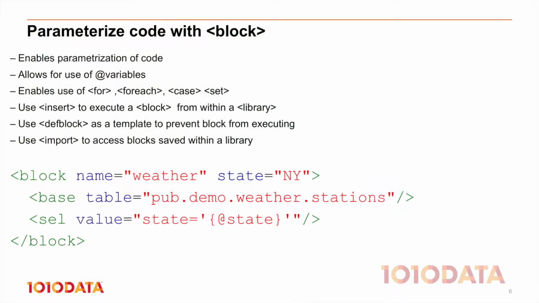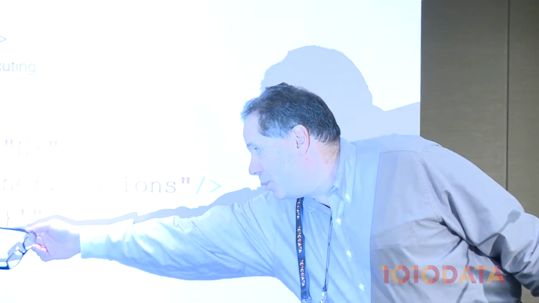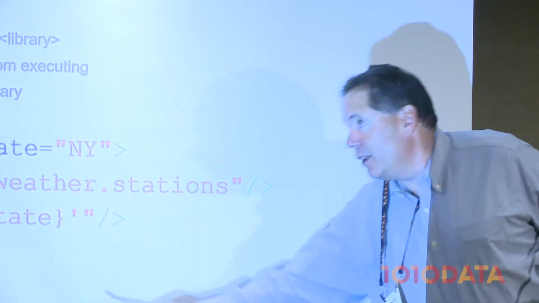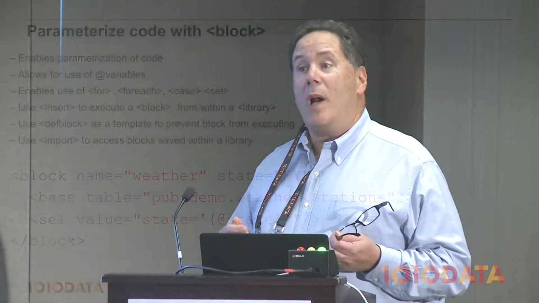So the first thing I'm going to go over here is block. Block is a tremendous innovation for 1010. I'm sure a lot of you have already been using it. What it enables you to do is parameterize your code. So the code that you had before, where you had values hard-coded, now all you need to do is pass in values, and the code will get expanded. So the New York here will replace the parameter here. Very simple.